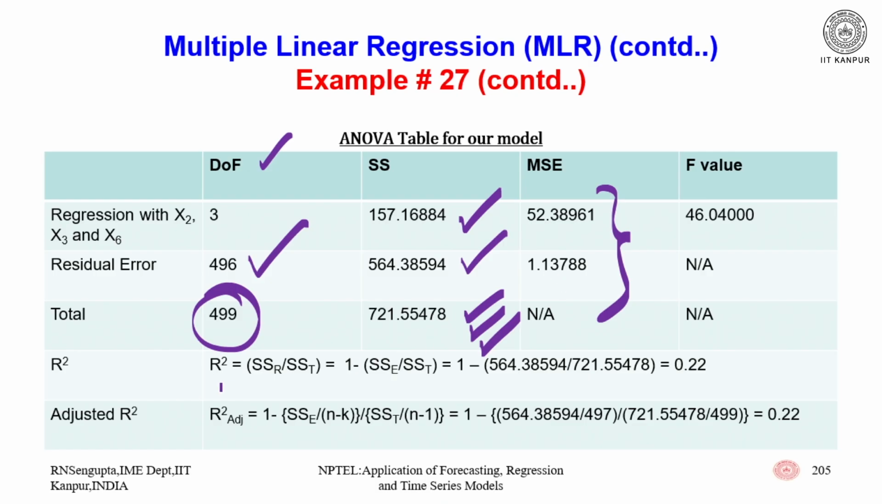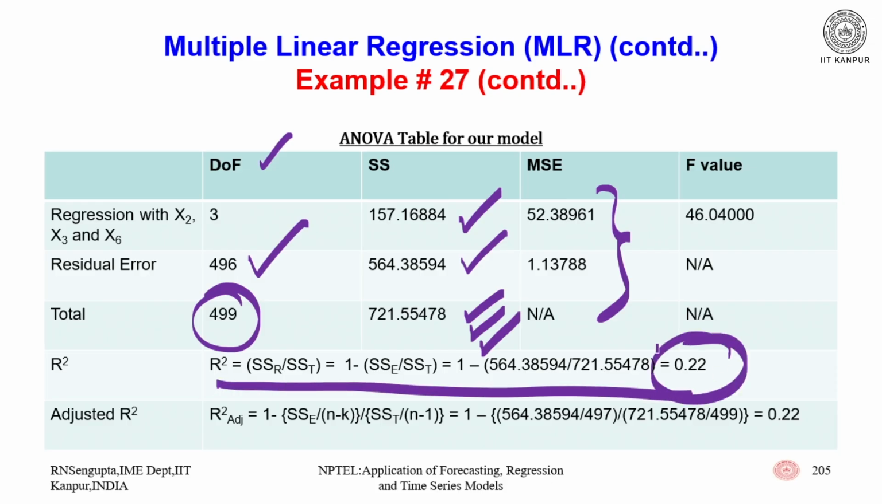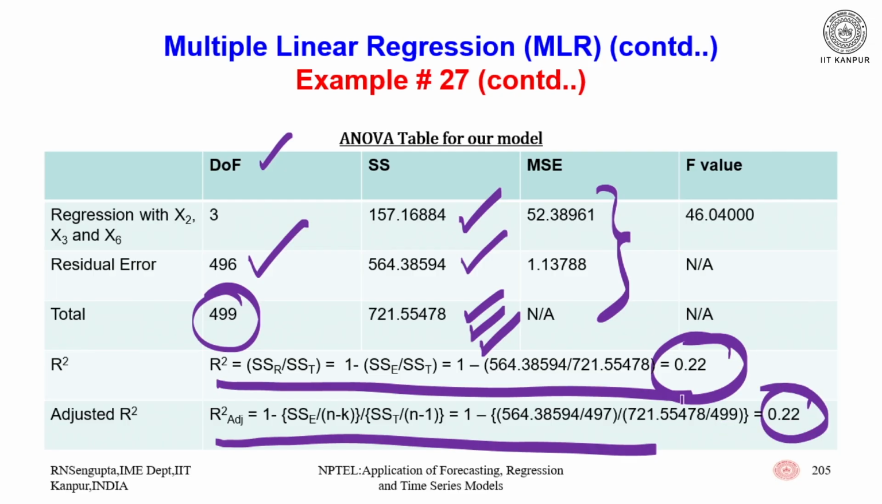So, once I find out r square using this formula, the value is 0.22, to 2 decimal places. When I find out r square adjusted, every formula is given in this slide. When you have a look at the slide, you can understand. Here n minus 1 is 497, and n minus k and n minus 1 is 499. So, when you put this value, again this comes out to be 0.22.